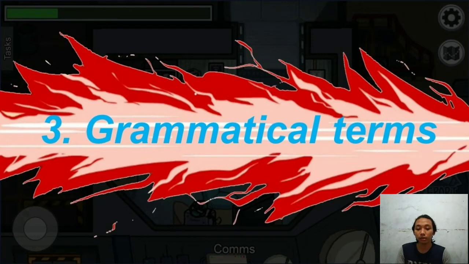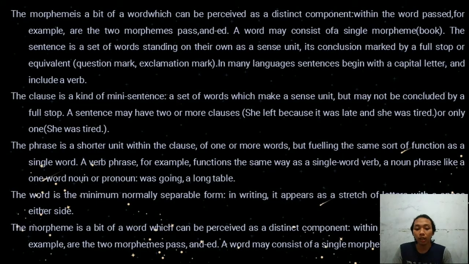The third topic is about grammatical terms. There are 3 grammatical terms. The first, the morpheme, is a bit of a word which can be perceived as a distinct component within the word. For example, past and present are 2 morphemes. A word might consist of a single morpheme.